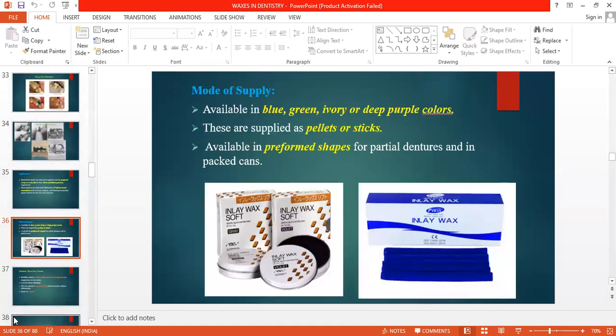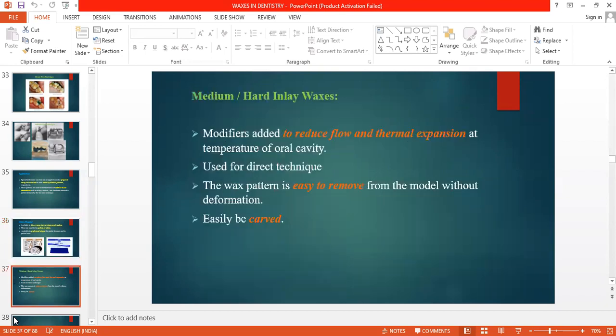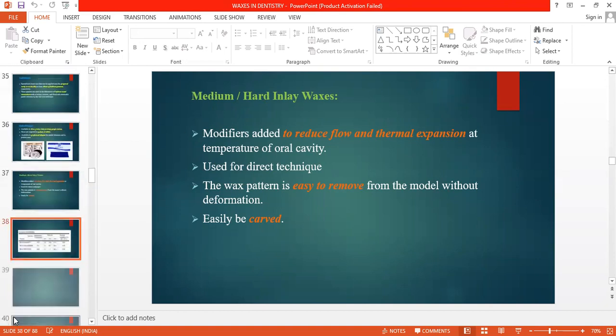And mode of supply: they are available in blue, green, ivory, or deep purple colors, and they are supplied as pellets or sticks. They are available in preformed shapes for partial dentures and in packed cans. Then medium or hard inlay wax. Modifiers are added to reduce the flow and thermal expansion at the temperature of the oral cavity, and it is used for the direct technique. The wax pattern is easy to remove from the model without deformation and it can easily be carved.